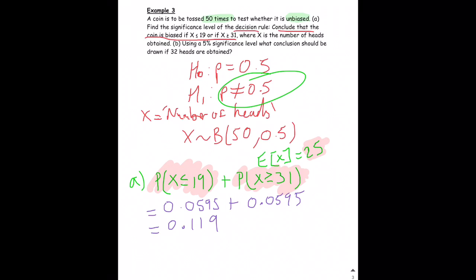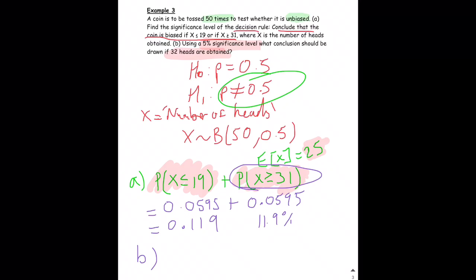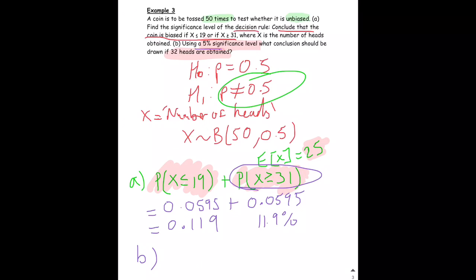Part B. Using a 5% significance level, what conclusion should be drawn if 32 heads are obtained? Okay. So now they've changed the significance level, so be careful here. We're not working with the same decision rule, because with this decision rule, 32 heads, straight away, rejected. But this is at an 11.9% significance level. They want to say at a 5% significance level, be even more certain, so it needs something even more unlikely.